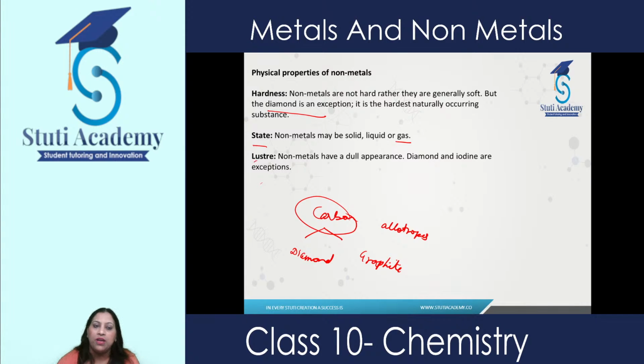And if we are talking about luster, it means whether they have shine or not. Non-metals are not shiny. They do not have any shine. They are dull in appearance, except diamond and iodine, which are lustrous in nature, and these are the exceptions in case of non-metals. So you need to learn these exceptions because questions can come on them, generally in 1 mark. Name the non-metals which are lustrous or have shiny appearance, and the answer is diamond and iodine.